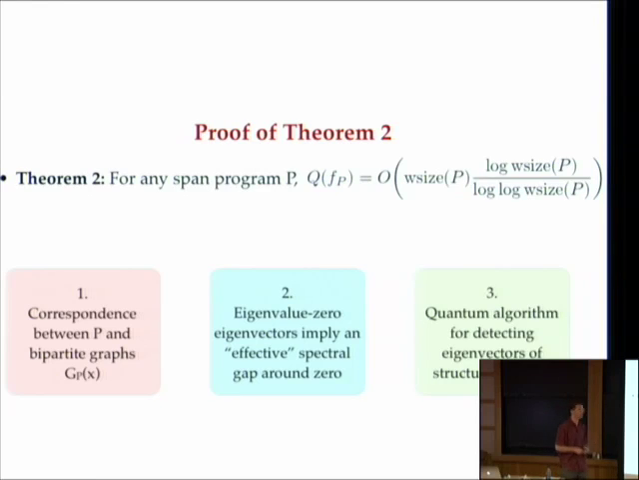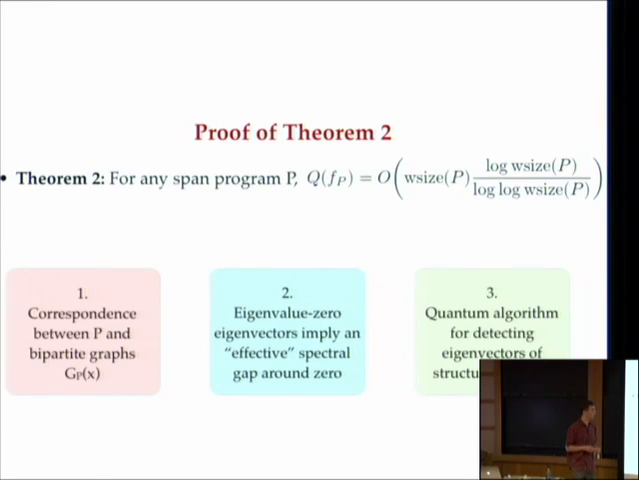Okay, so that proves the first theorem. The second theorem, that from a span program we get a quantum algorithm, goes as follows. It starts with what I said before, that we have a correspondence between span programs and graphs. We're going to use these graphs to compute the function. First, we show that zero eigenvectors of these graphs correspond to witnesses. Secondly, we show that properties of zero eigenvectors of these graphs imply that you actually have a spectral gap around zero. This is the main technical step.